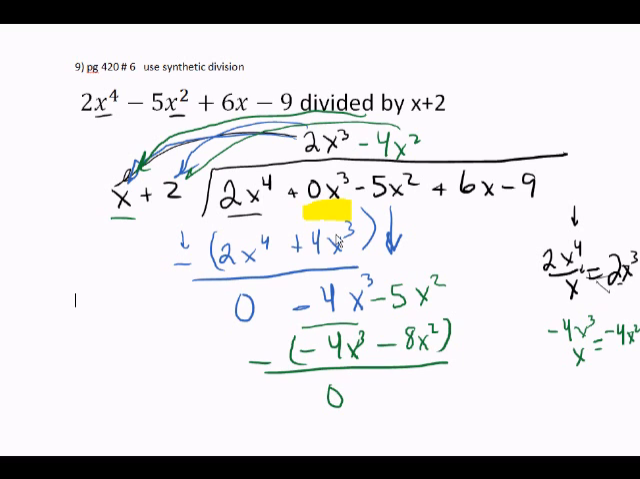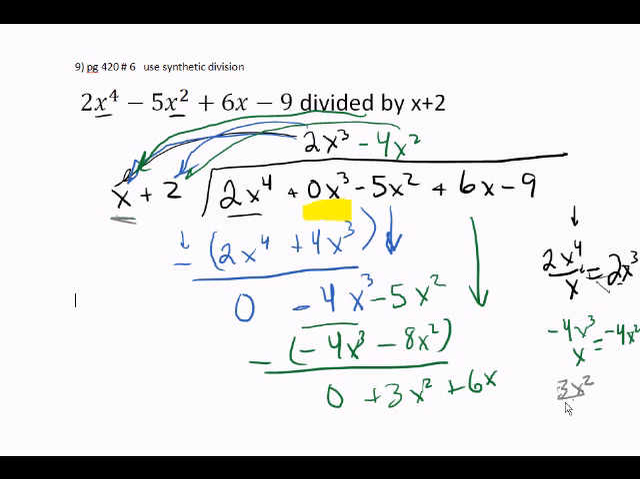And then we're going to subtract them. A negative 4 minus a minus, which is a plus. Negative 4 plus 4 is 0. The first number should always turn out to 0. Now, what's a negative 5 minus a minus 8? X squared. Yes. Then we're going to bring this down, plus 6x, and we're going to go through that whole process again.